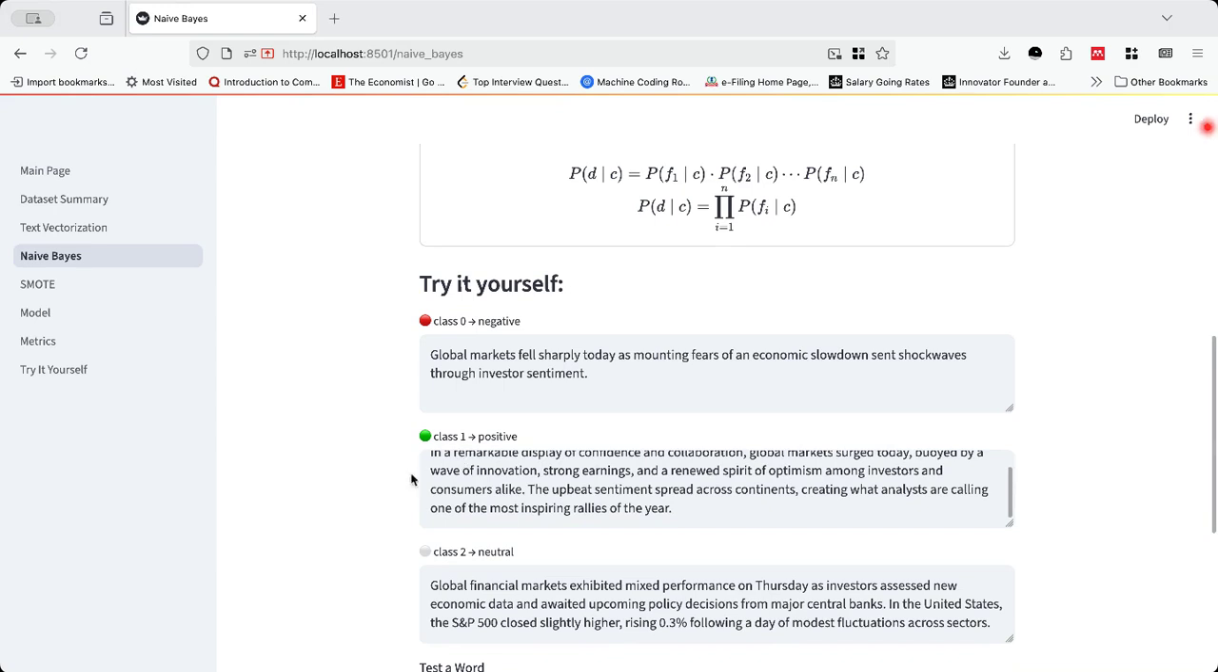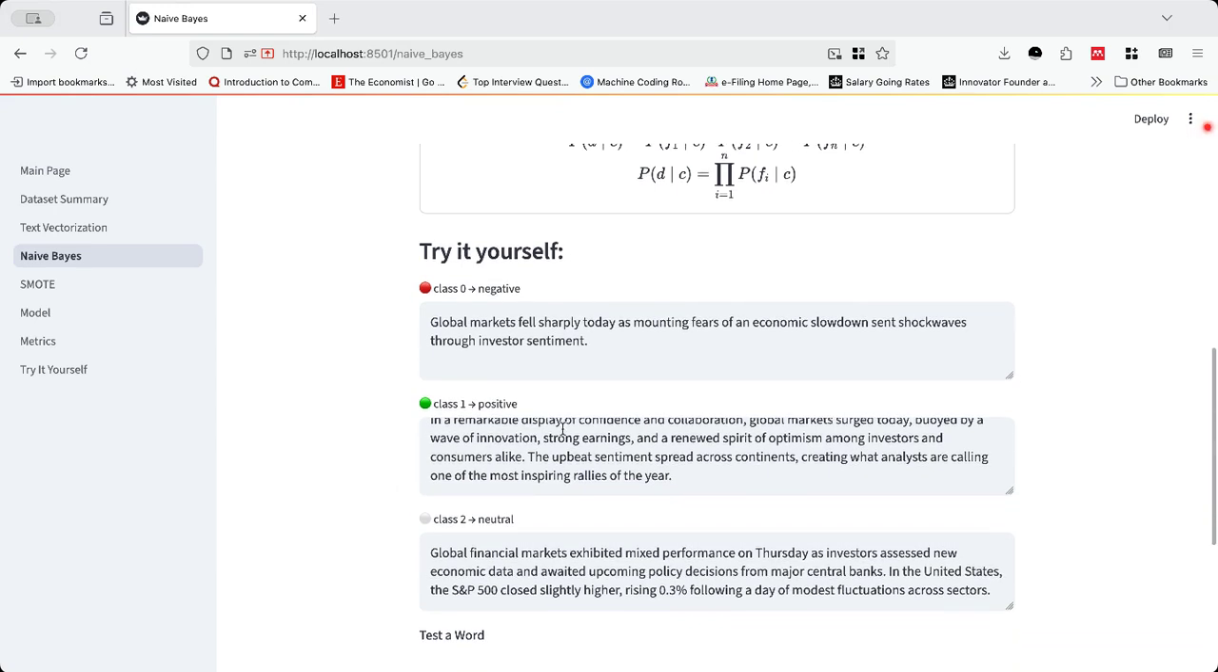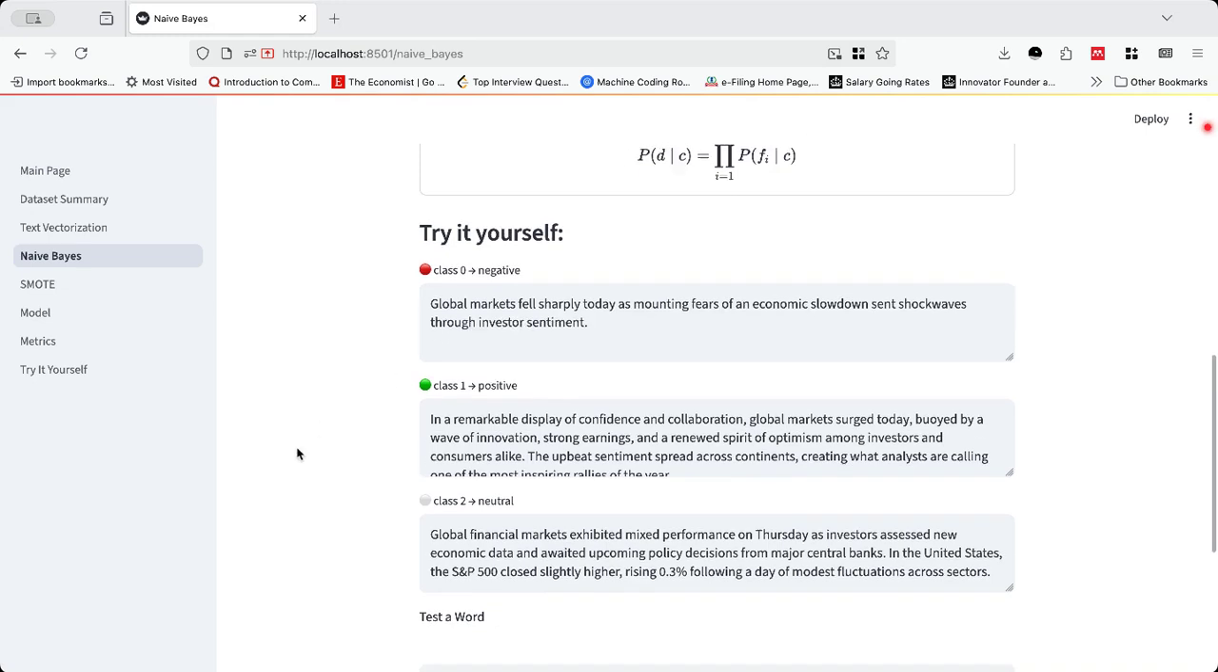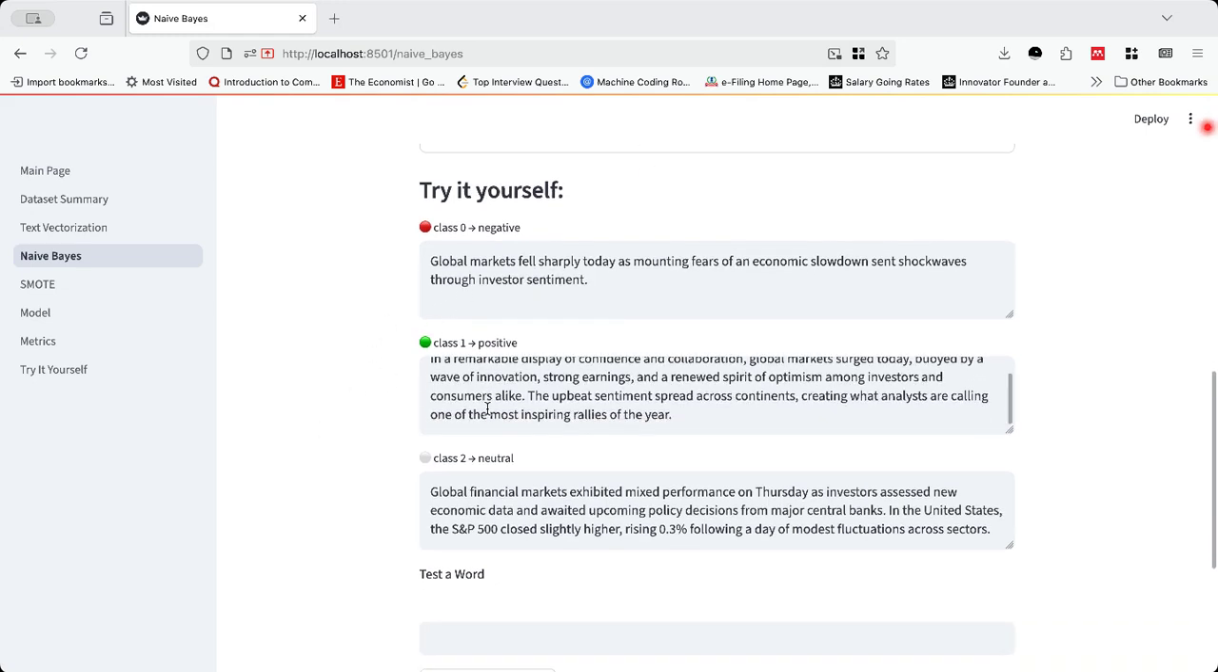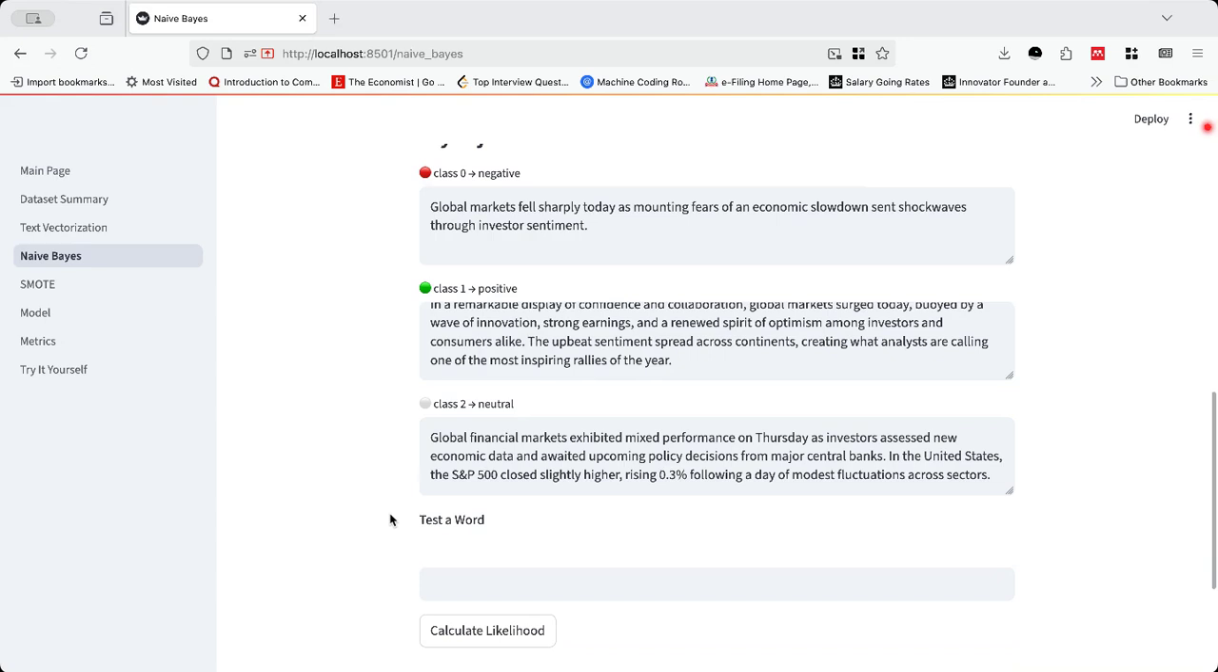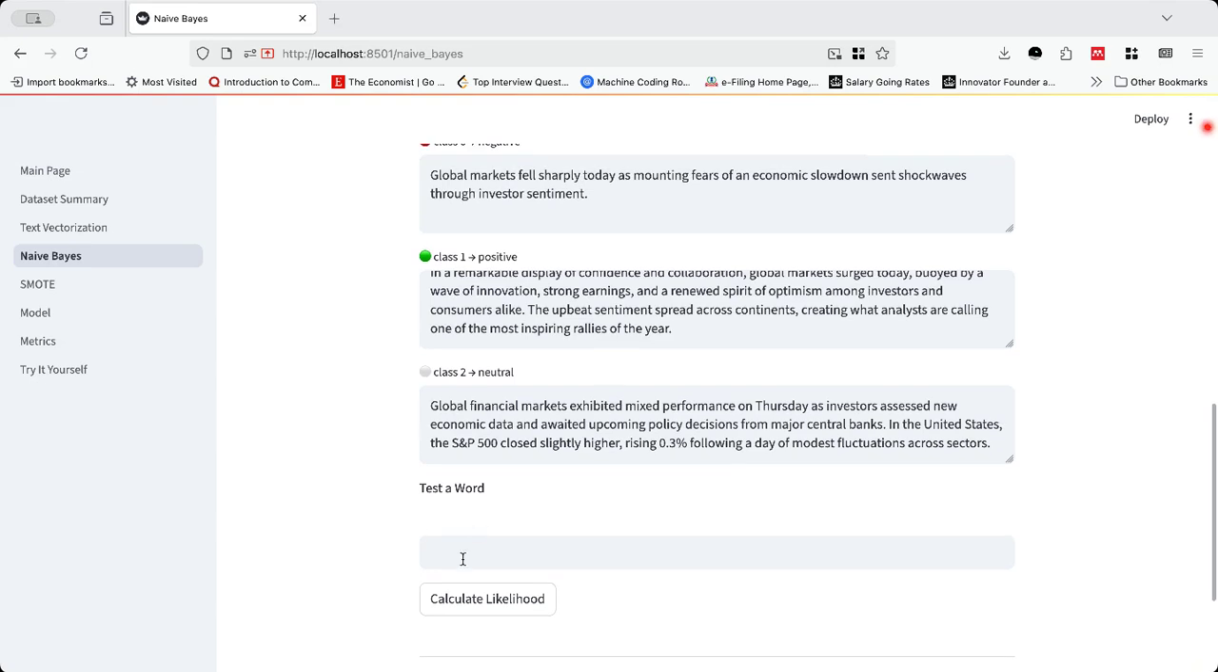In the three boxes given on the web app, you have three custom headlines: one negative, one positive, one neutral. These are vectorized using the bag of words technique, and because each class has a single document, the prior for each class is 1 by 3 over here. So we have the prior and we want to calculate the likelihood to move on to the next step. So let's check this by taking a word from the vocabulary.